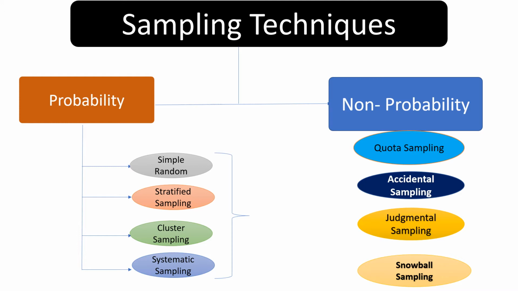We have two types of sampling techniques. We have the probability and the non-probability sampling techniques. Under the probability sampling techniques, we have the simple random, we have the stratified sampling, we have the cluster sampling, and we have the systematic sampling. For the non-probability sampling, we have the quota sampling, we have the accidental sampling, we have the judgmental sampling, and snowball sampling.